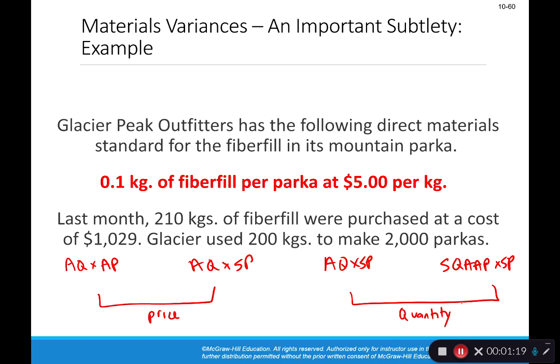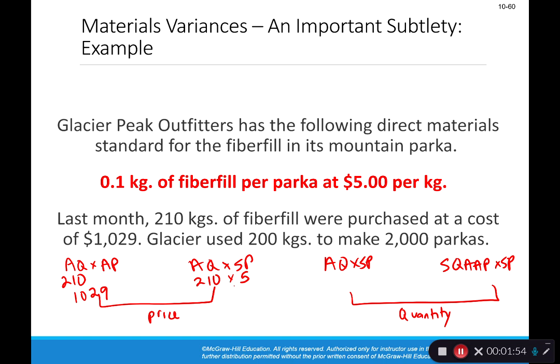And the reason we have to do this is the quantity purchased and used are different. The price variance uses the quantity purchased, PP, price purchased. The quantity variance uses the quantity used, QU, quantity used. So with that said, let's fill in the blanks here. We purchased 210 kilograms, so that's the actual quantity purchased, and we spent $10.29. The standard price was $5. So that's all we're going to need to get our price variance.